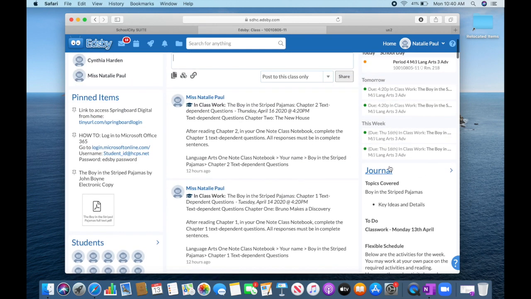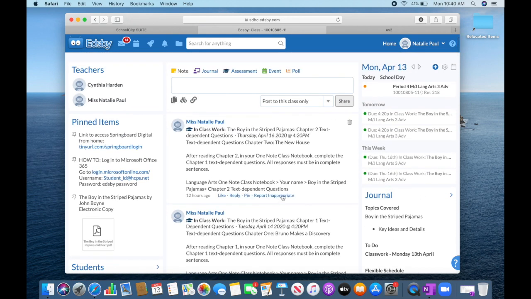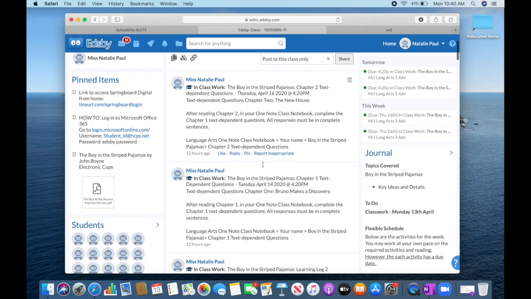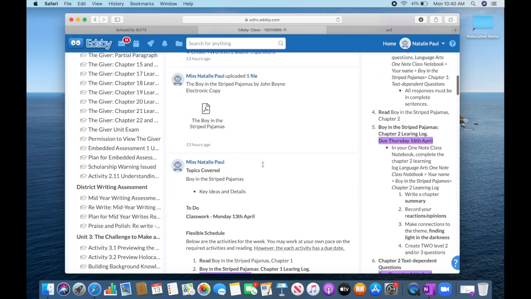Please note that this middle column right here is the wall. So anytime a new post is going to be on here, it's going to go straight to the top. So this is why it can be really confusing sometimes. So I posted all your work so far for this week last night. So that's why you can see all this at the top.